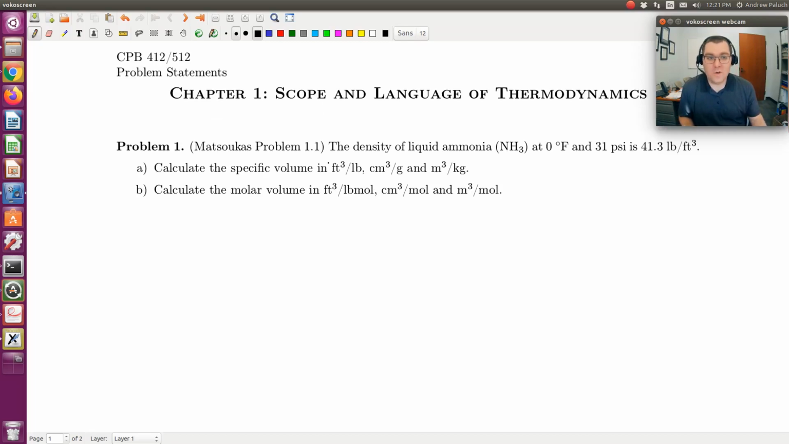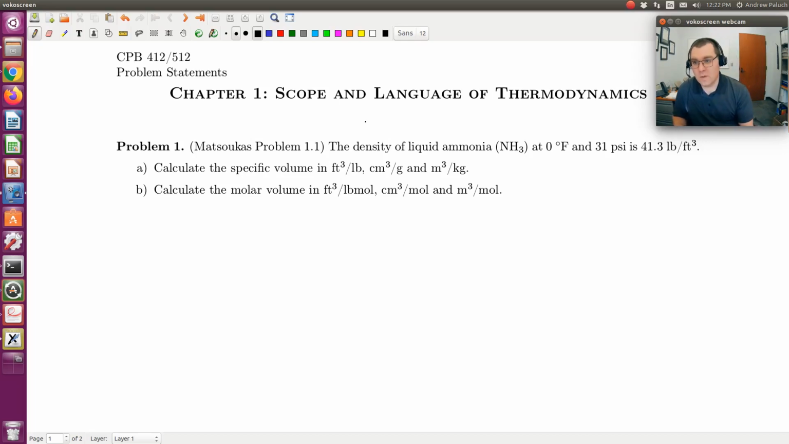Okay, so we're told that the density of liquid ammonia at 0 degrees Fahrenheit and 31 psi is 41.3 pounds per foot cubed. And then in part A, we're asked to calculate the specific volume in feet cubed per pound, centimeters cubed per gram, and meters cubed per kilogram.